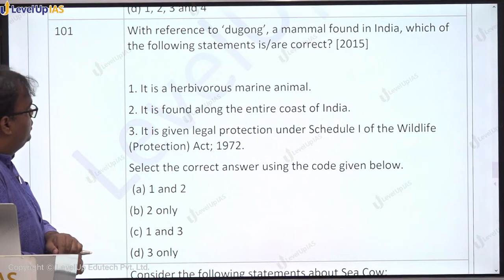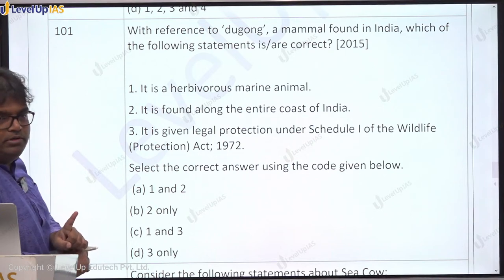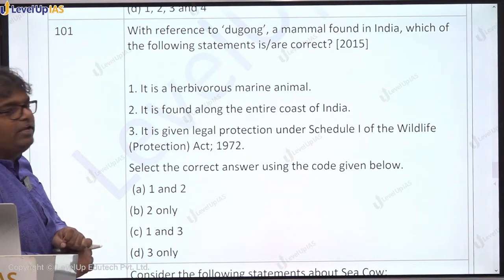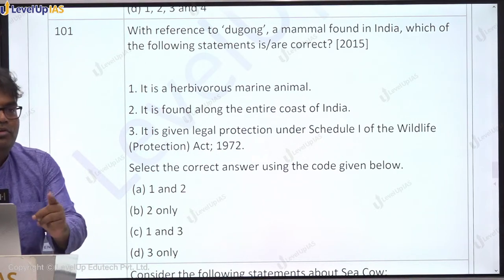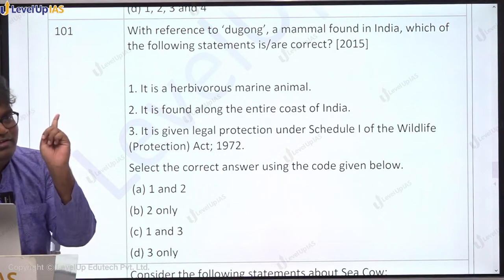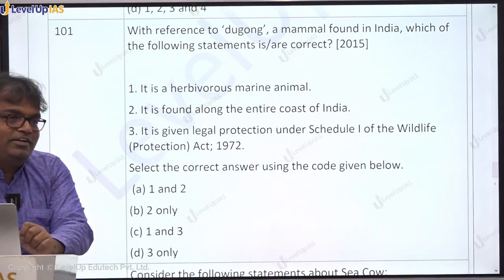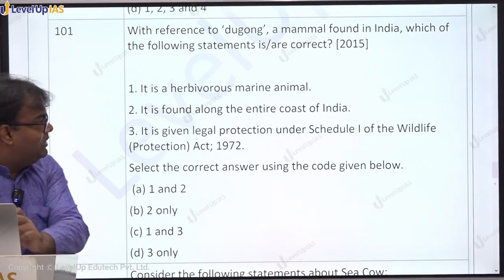Dugong. It's a herbivorous marine mammal. Yes. It's found along the entire coast of India. No. Where are they found? There were three places where they were found: Gulf of Mannar, Gulf of Kutch, and Andaman and Nicobar. These were the three places where they were found.